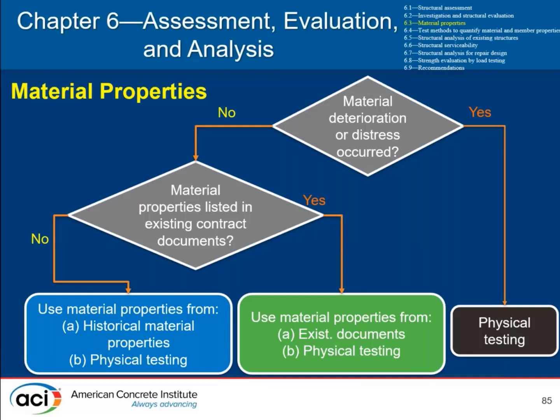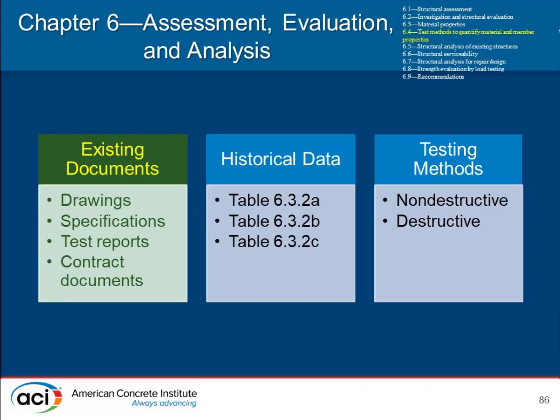If you don't have existing contract documents, or the contract documents don't specify material properties, then you'd be following the left-hand most branch, using historical material properties based on the date of construction of the element that you're assessing, and you would perhaps be augmenting those with physical testing as well.